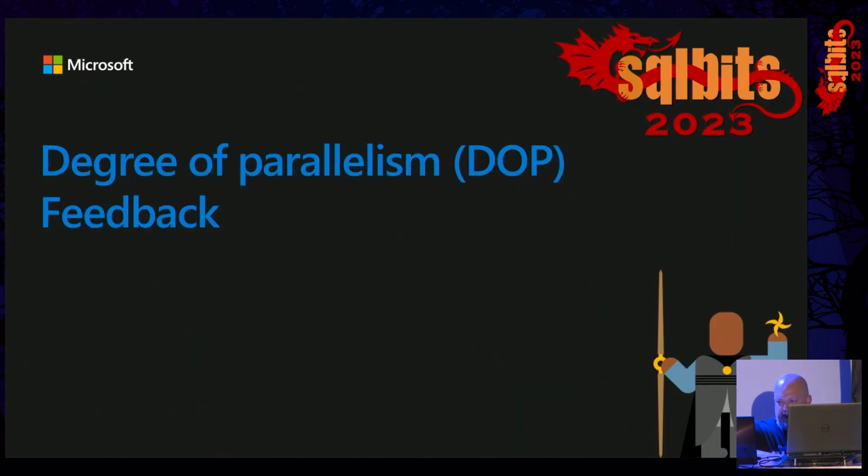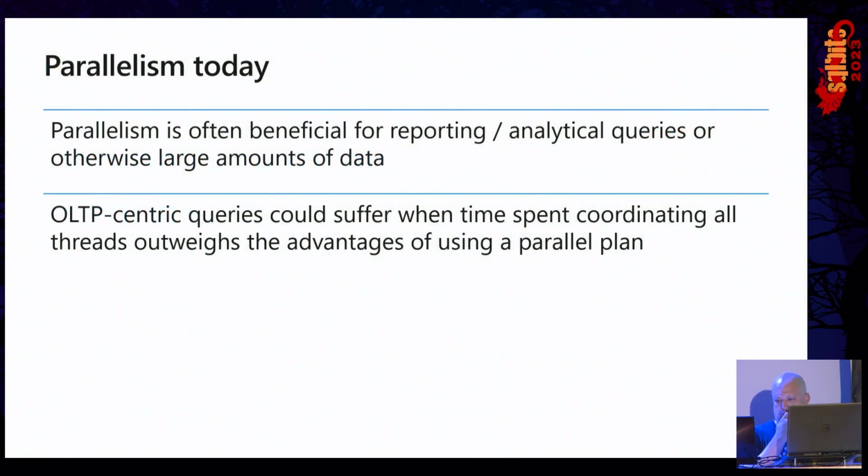So let's talk about the next one. This is degree of parallelism feedback. This one we actually have a demo for. Parallelism is often beneficial for reporting and analytic queries. Otherwise, with large amounts of data, OLTP-centric queries would suffer when time is spent coordinating all these threads, right?